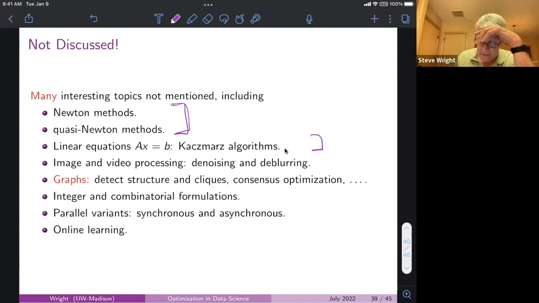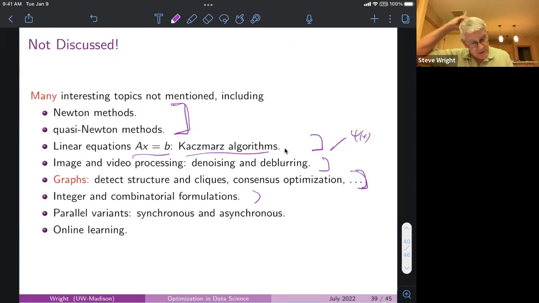I didn't talk about interesting methods for solving linear equations, by the way. I've mentioned a couple of times in the last two nights that a lot of interesting data science problems take place over graphs and networks. And I haven't said too much about algorithms for that. Also, a lot of problems in image and video processing, and they involve specific choices of the regularization function. And you can use that to denoise and deblur images. And also, I didn't say much about integer formulations. A lot more integer programming people are getting interested in data science, so we'll probably see advances in that area.